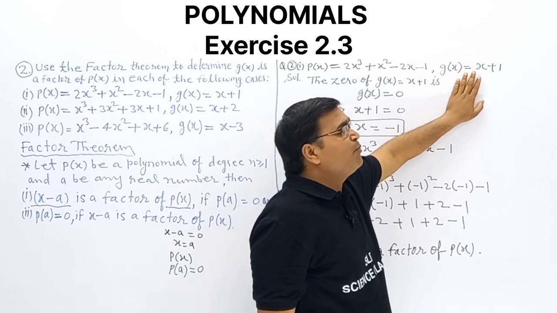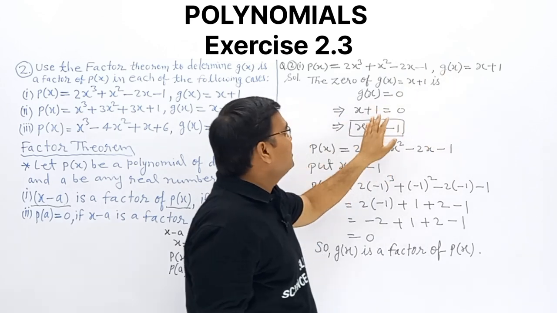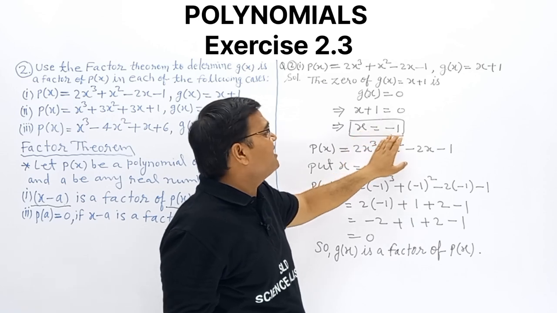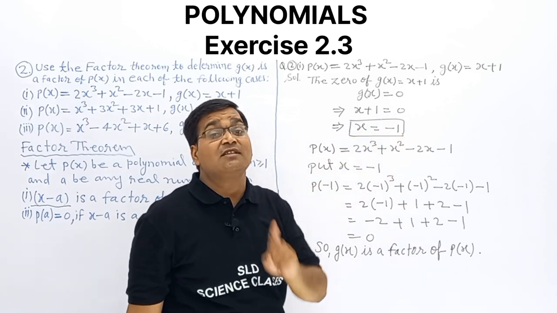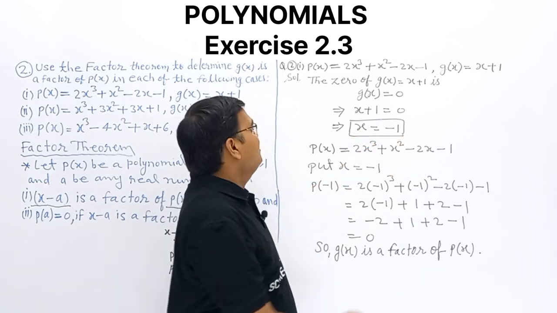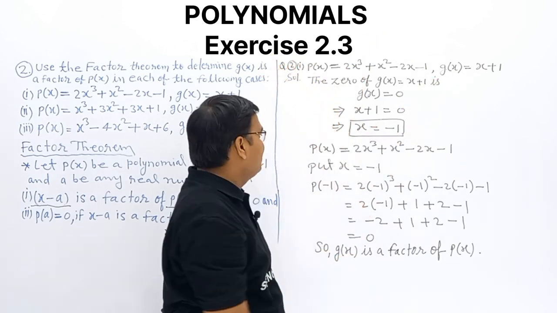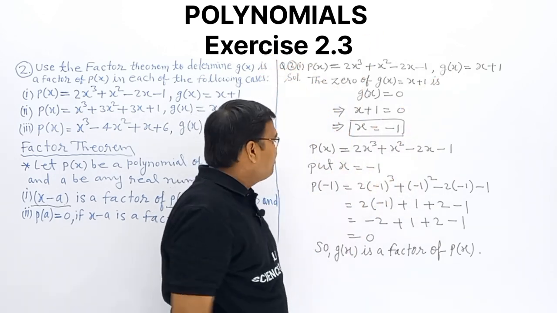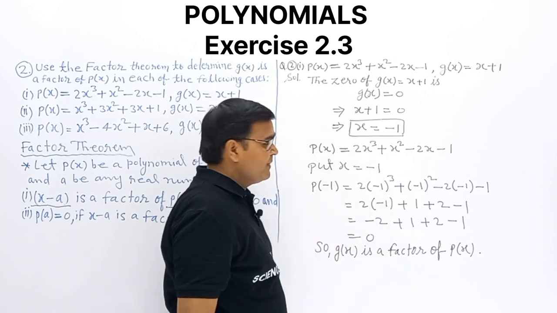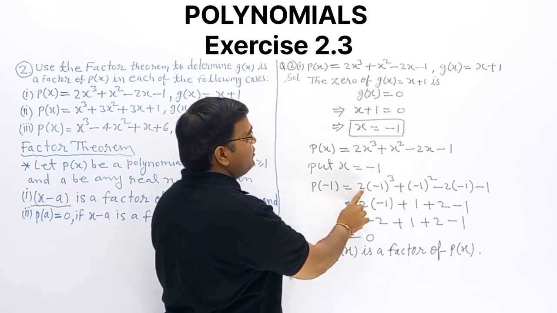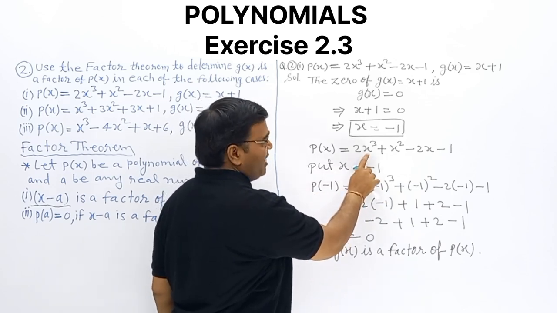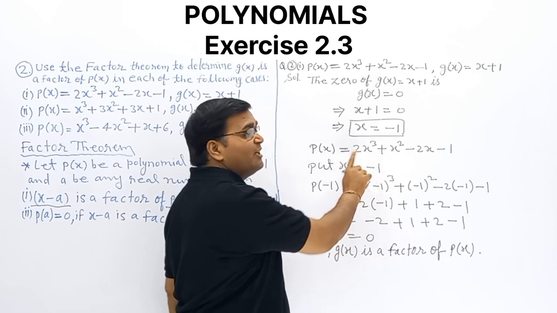It means we will put this equal to 0. Then solving for the variable, we get x equal to minus 1. This is the 0. Then put this value into the given polynomial. The polynomial is this one. Put x equal to minus 1. Then p of minus 1 equals 2 times x. We are putting x equal to minus 1 at the place of x.